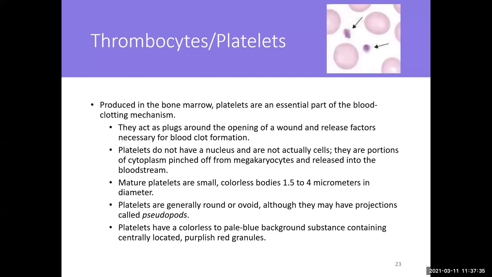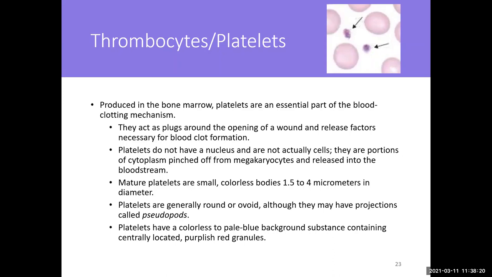And then we have the thrombocytes, or the platelets. Platelets are produced in the bone marrow and are an essential part of blood clotting mechanisms. They act as a plug anytime you have any sort of wound, and then they release any kind of factors that are necessary for clotting. They do not have a nucleus, and they are not an actual cell, but they do come from that cell line. They are portions of cytoplasm that have been pinched off from a megakaryocyte, and then they're released into the bloodstream.